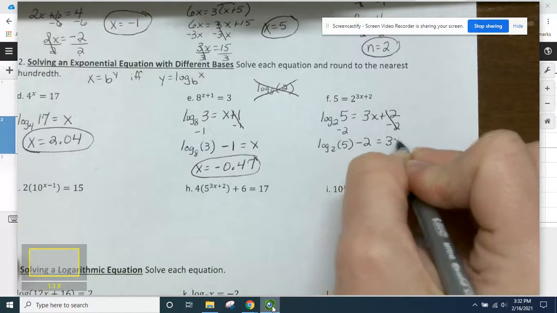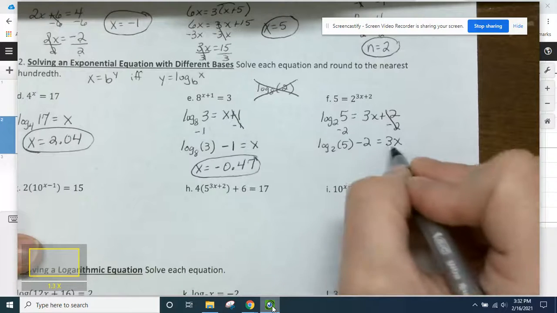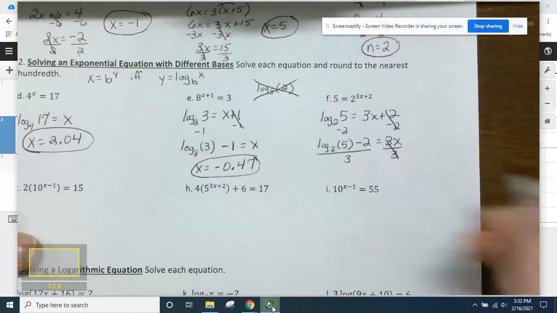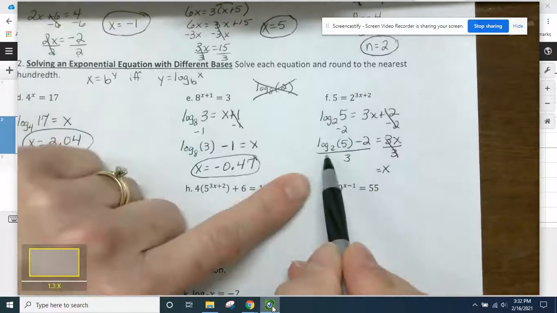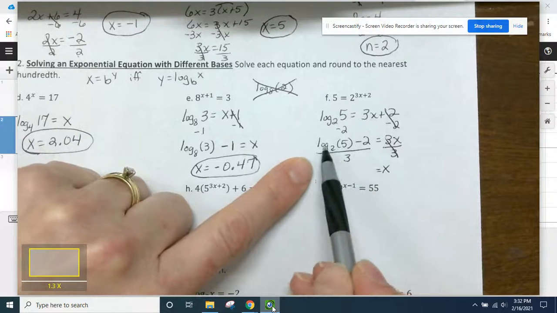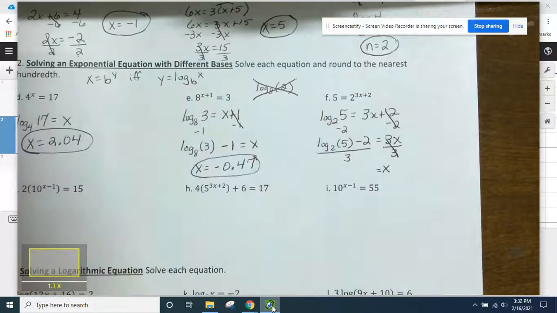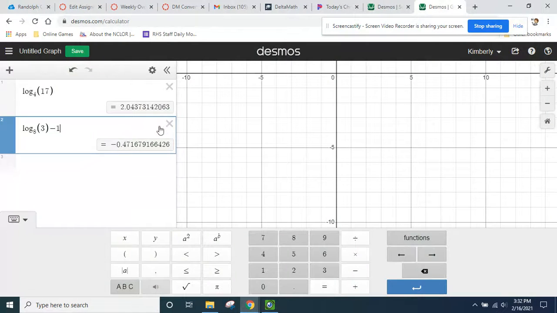Okay, now that equals 3x. Okay, I can't have that 3 over there with the x, so now I've got to divide by 3. To undo multiplication, you divide. All right, so this is what I'm keying into Desmos. Log base 2 of 5 with a minus 2 and all of that divided by 3. So let's go over here to Desmos.